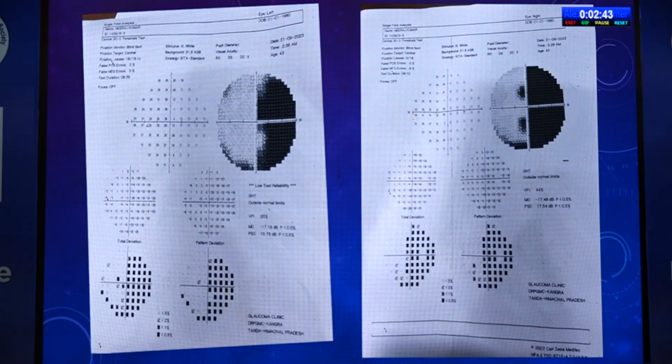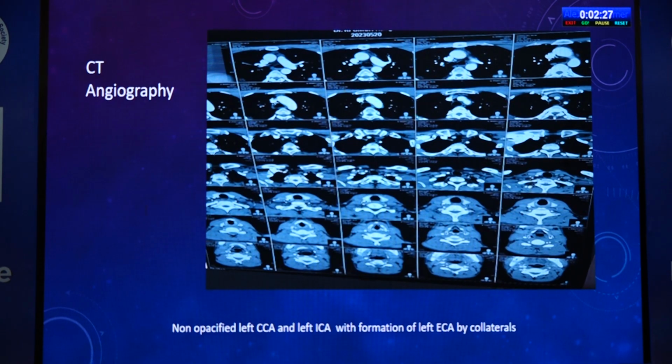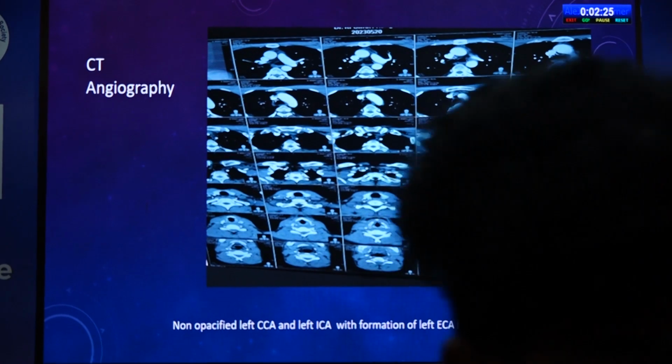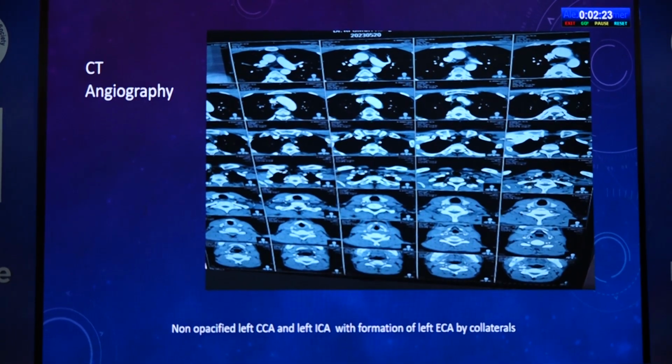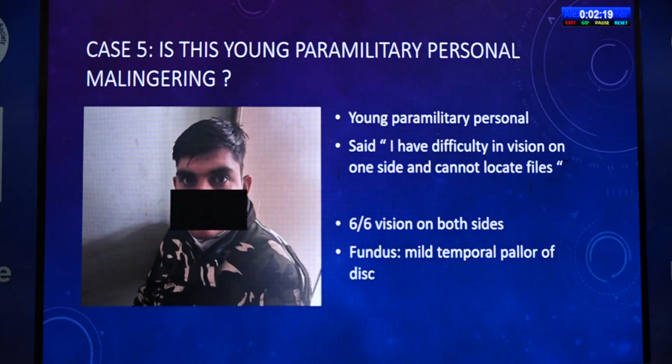But on examination, we found that he had a right homonymous hemianopia, and a dilated fundus examination was undertaken in this case, and we could see these small dot hemorrhages in the mid-peripheral retina, suggesting a possibility of ocular ischemic syndrome. So we advised CT angiography, which showed that there was a non-opacified CCA and left ICA with formation of ECA by collateral. So we could get the cause for the stroke in this young patient.